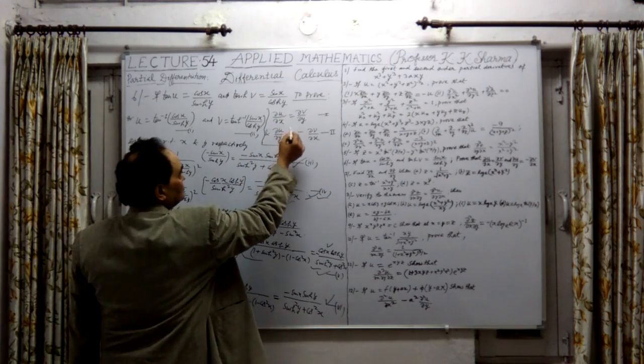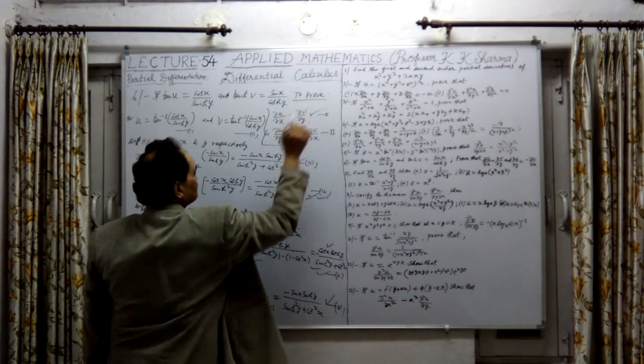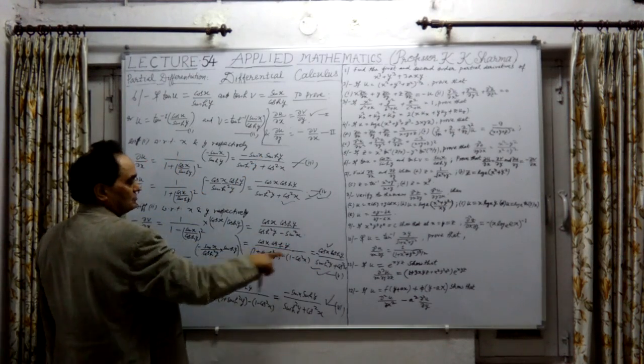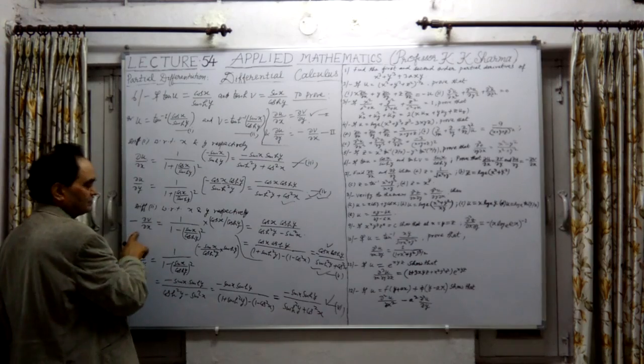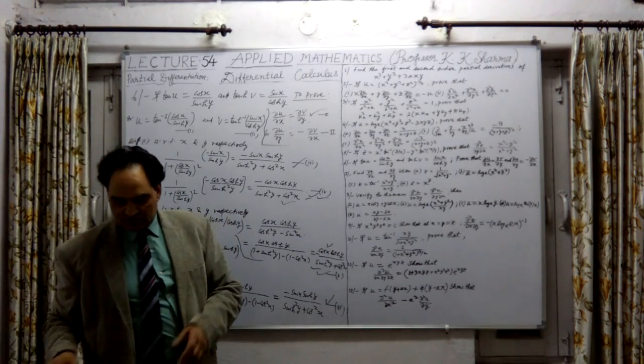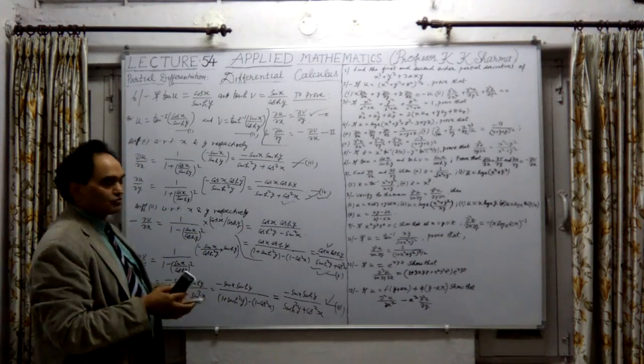Del u del x equal to del v del y. This is the first answer. We have obtained it. The second one I also obtained with a negative sign, so this minus sign we multiply. So these two results are obtained. This is your question number 6, now completed.